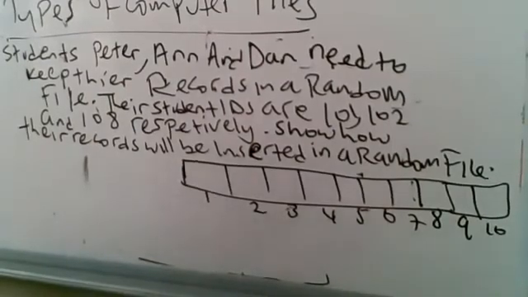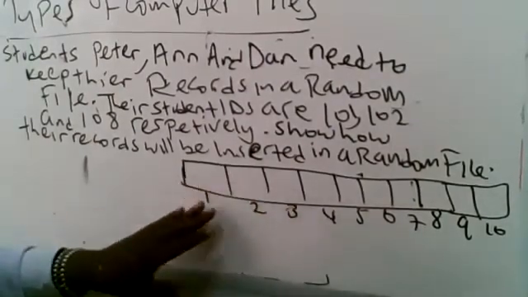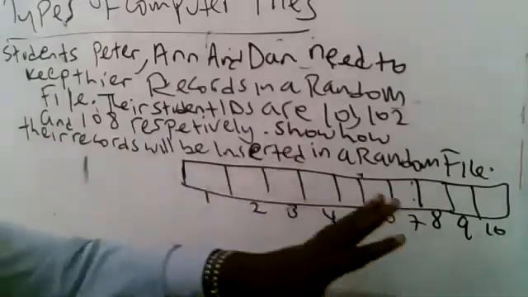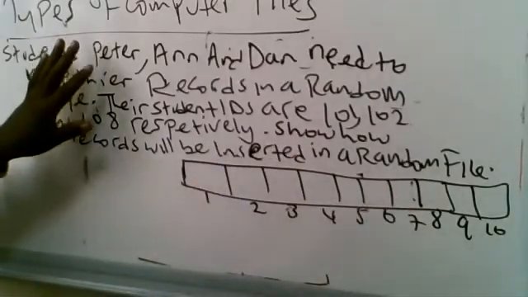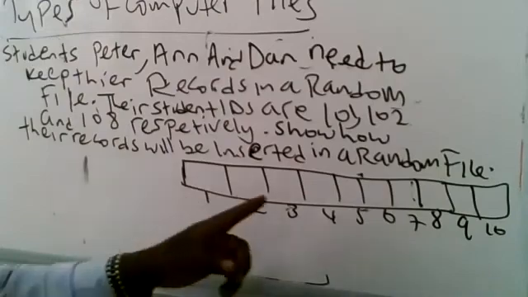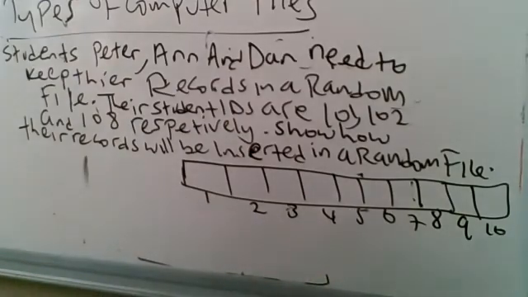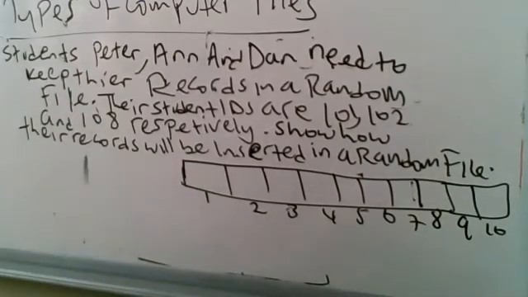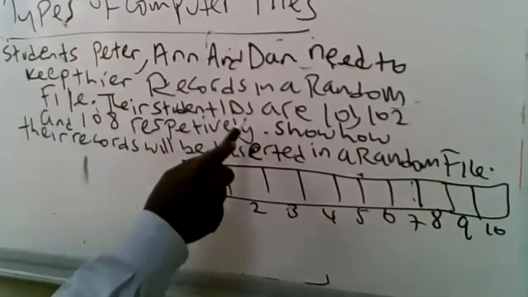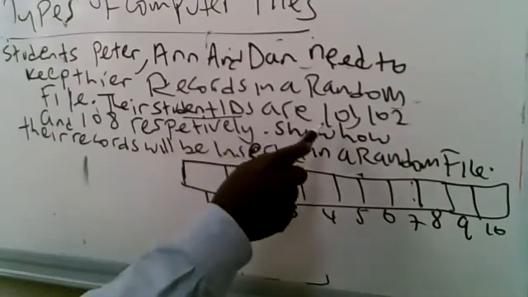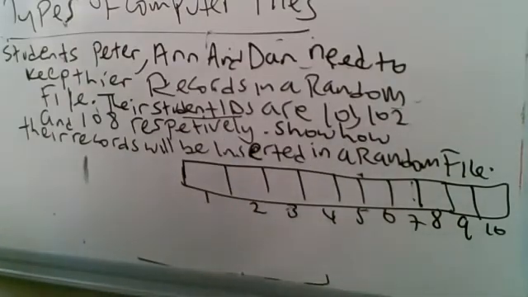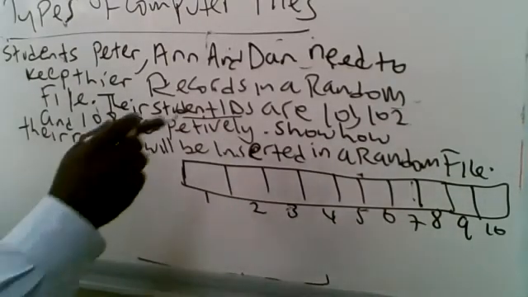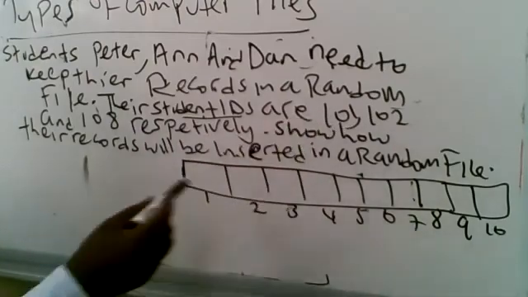Nothing we can do. So here in random files, values are kept in any random position. For example, here, Peter's record can be put anywhere. There's no specific order. So now, how does the computer determine the random position where to put Peter's record? That's where the computer now comes and uses the student IDs or the primary key values, what we call the key values. It uses the primary key values to calculate the positions.